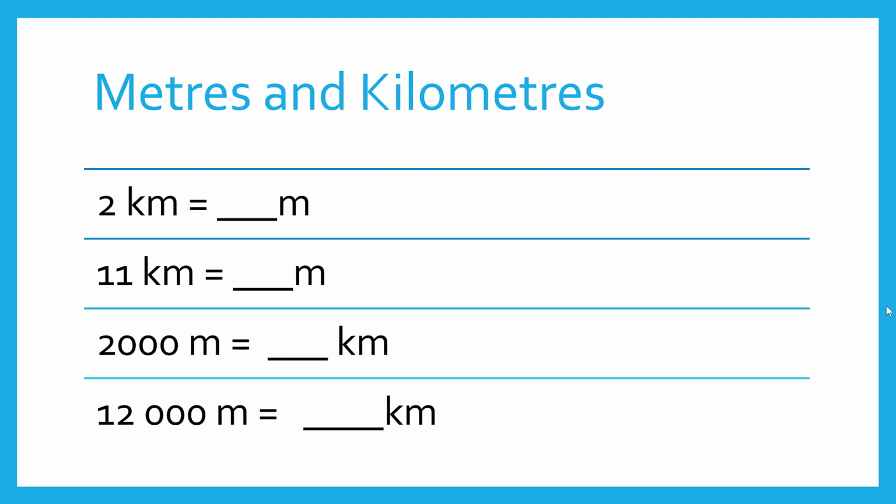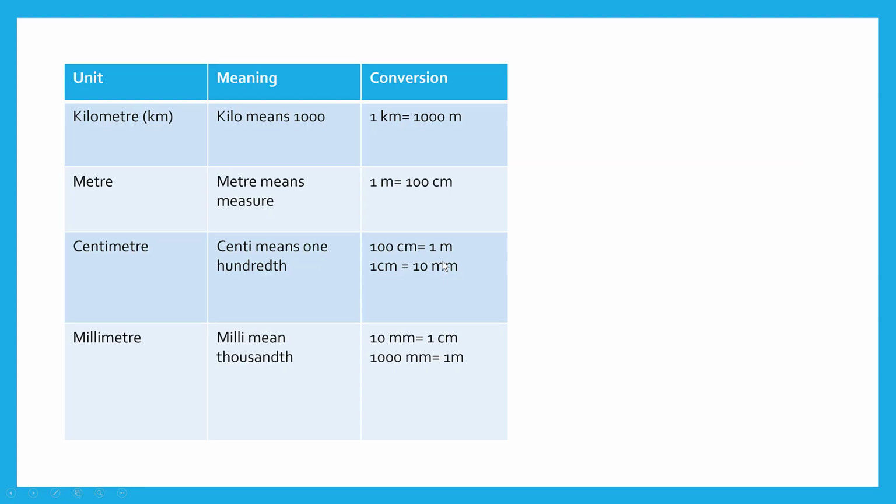So we know that 1,000 meters equals 1 kilometer. So 2 kilometers is going to be equal to 2,000 meters. 11 kilometers is going to be equal to 11,000 meters. 2,000 meters is going to be equal to 2 kilometers. And if you look, that's the same question that we have up here, right? It's the exact same thing there. And 12,000 meters is going to equal 12 kilometers, while 11 kilometers equals 11,000 meters.